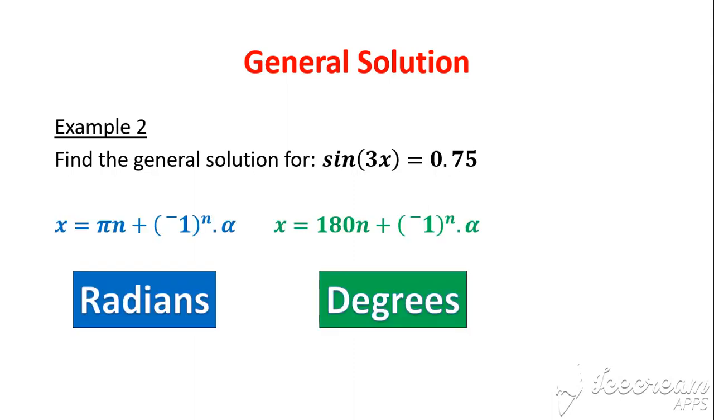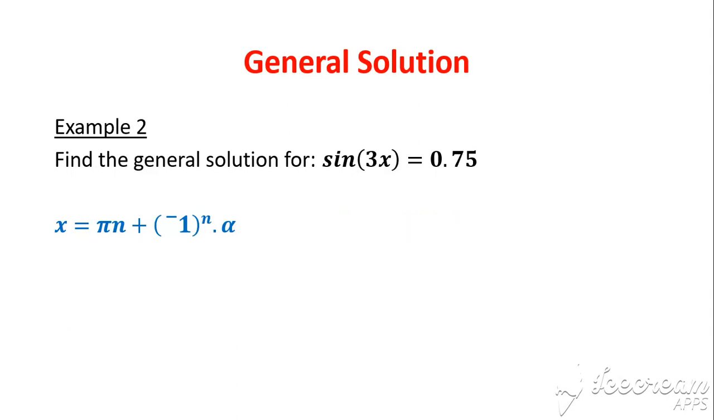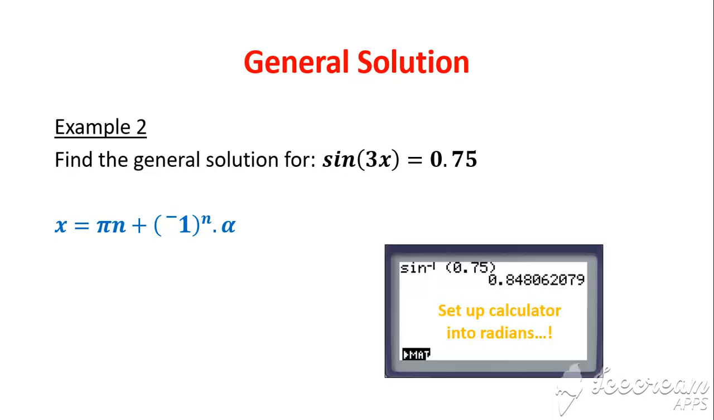For now, here are the two versions for the sine general solution, one in radians and one in degrees, and again I'm focusing on radians. So x is equal to pi times n plus negative 1 to the power of n times this number alpha. Now because we have sine of something equal to a number, we can straight away work out the inverse sine of 0.75 to get alpha. Don't worry about the 3x in the brackets. We have sine of something in the brackets, 3x, and once we get sine of something, we can take the inverse sine to work out what is 3x.